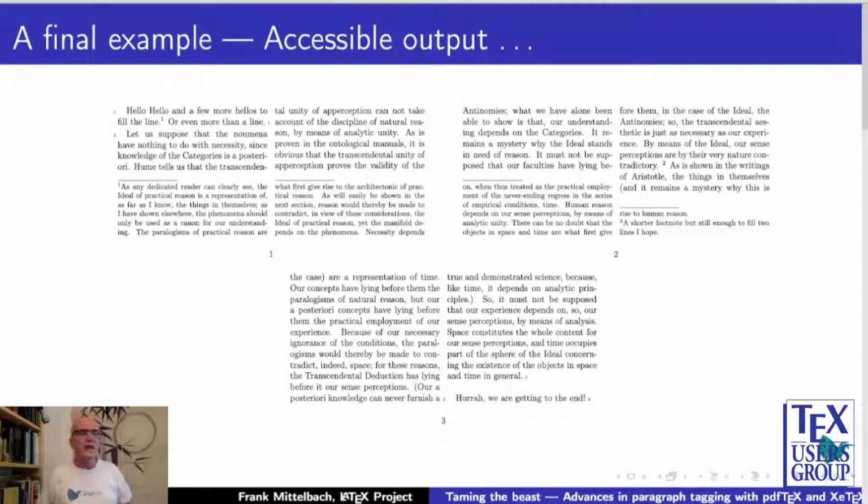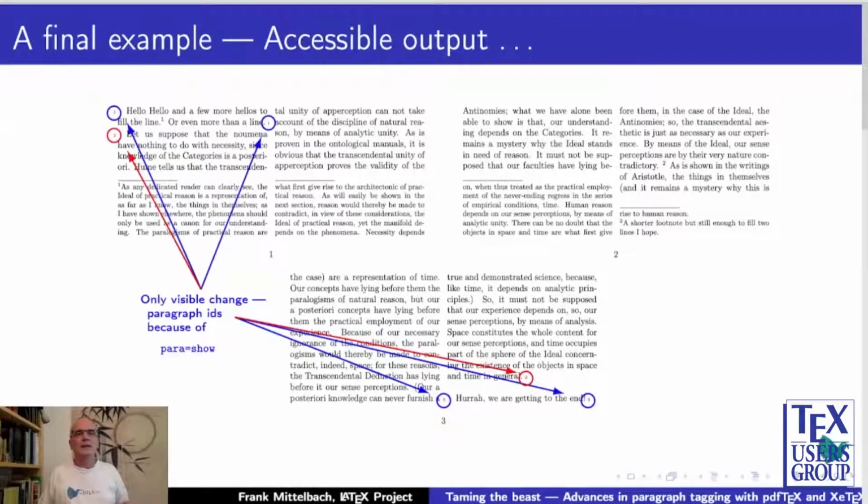The only difference is we now see the paragraph IDs shown in red little numbers in the margins because we use this option para=show. There's, however, another somewhat hidden difference. Our claim is that now this document is properly tagged and accessible. So let's have a look at the new PDF in Acrobat again.